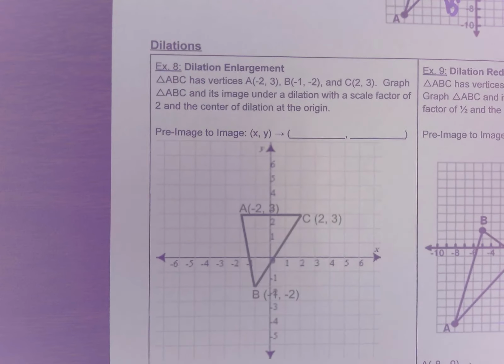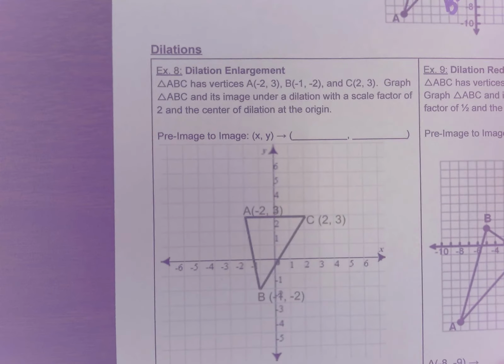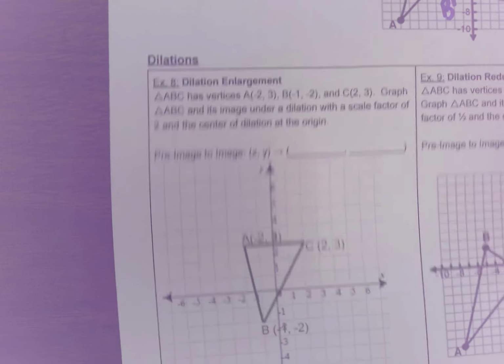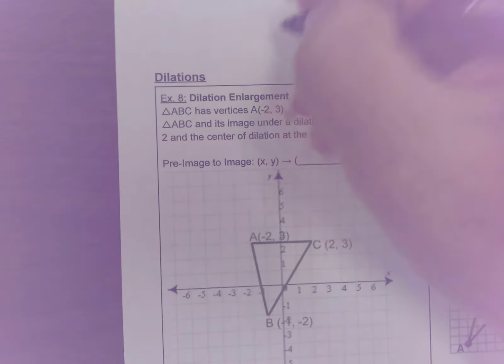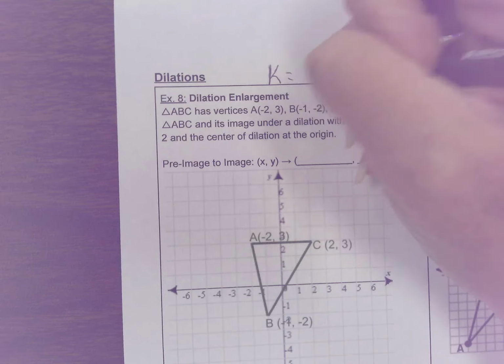Starting with the enlargement, for a dilation, you need to know what the scale factor is going to be, and you need to know what the center of dilation is. In this case, our center of dilation will be the origin. For this problem, which is an enlargement, our scale factor is 2. That basically means it's going to multiply by 2. We are going to use the variable k in our rule to represent the scale factor.